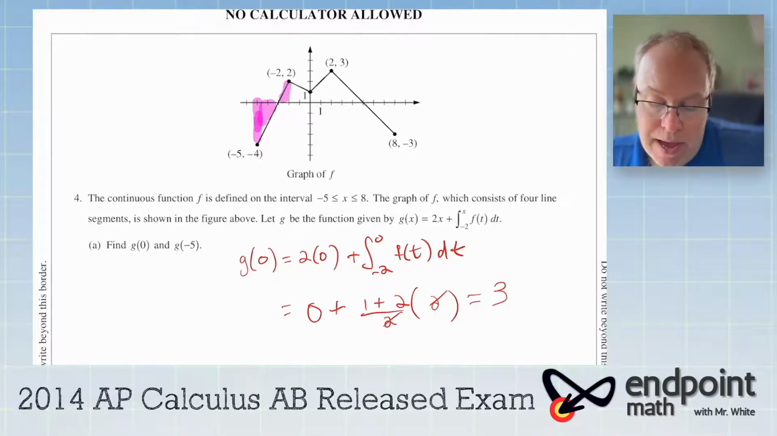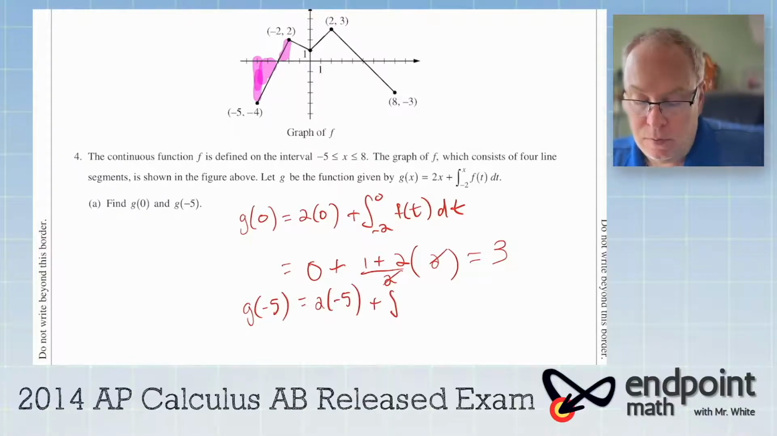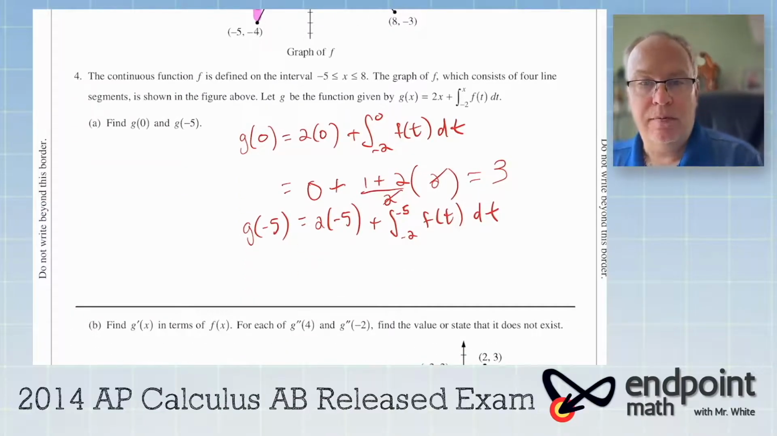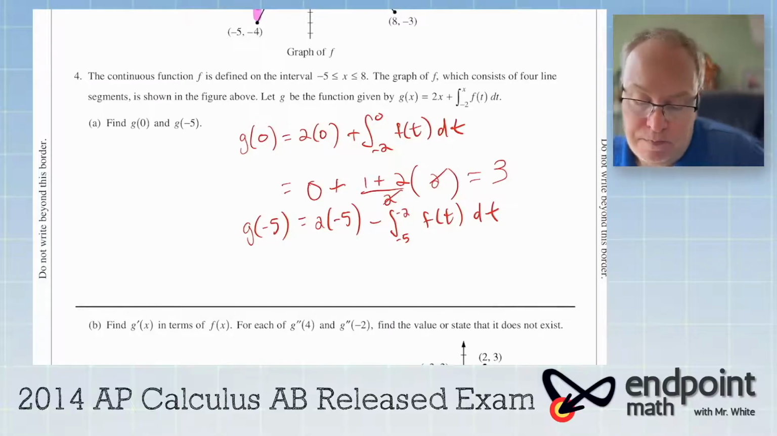But notice we're going backwards this time. So g of -5 would be 2 times -5, that's -10, plus the integral from -2 to -5 of f of t. Now, if you want to reverse those bounds, you have to change it to a minus sign. So it wouldn't be a bad idea to actually do that, because usually we like to see the smaller number on that lower bound. So you could do that there.